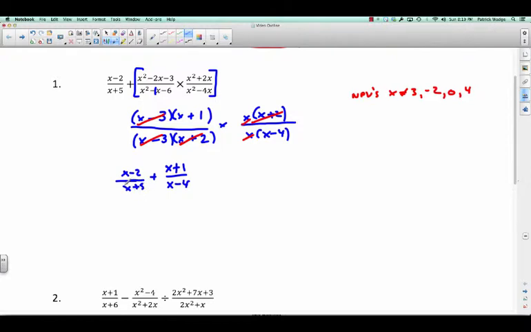So what would make this one equal 0? If it was negative 5, and we don't have that one yet, so we'll add negative 5. And what would make this one equal 0? If it was 4, but we already have that one, so we're good.